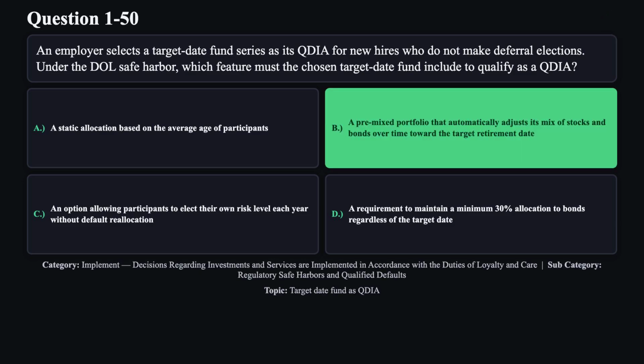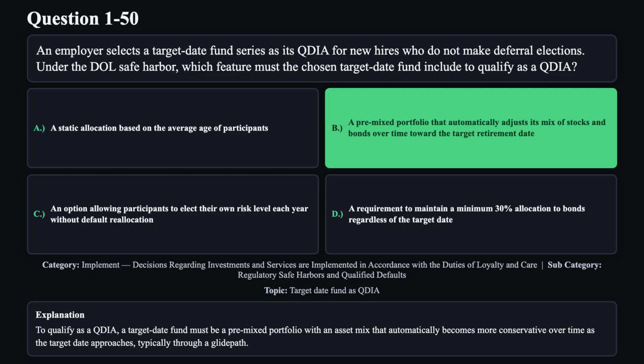The correct answer is B. To qualify as a QDIA, a target date fund must be a pre-mixed portfolio with an asset mix that automatically becomes more conservative over time as the target date approaches, typically through a glide path.